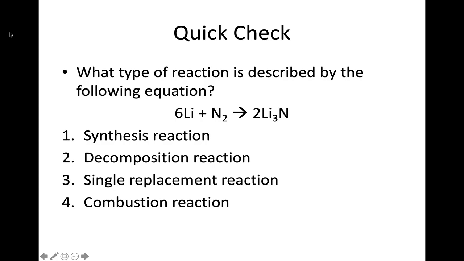Real quick, what type of reaction is described by the following? 6 lithium plus nitrogen gas produces lithium nitride. Is that a synthesis reaction, decomposition reaction, single replacement reaction, or combustion? If it says synthesis, you're right. I got 2 things I'm putting together. I only got 1 thing on the product side. So I'm putting together to make a bigger product.